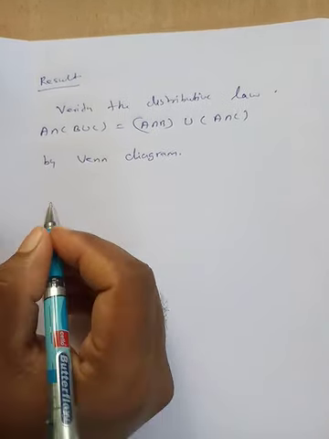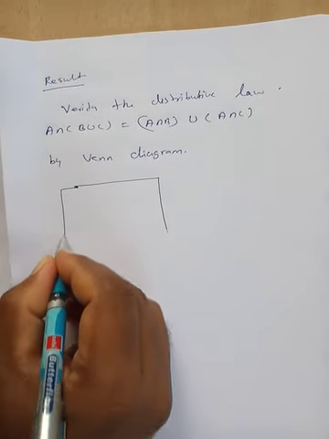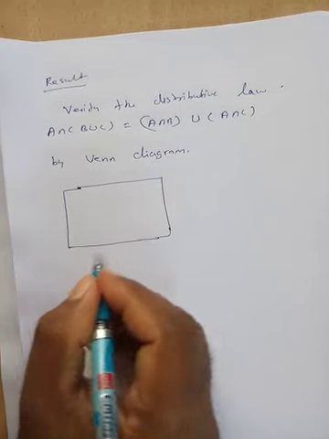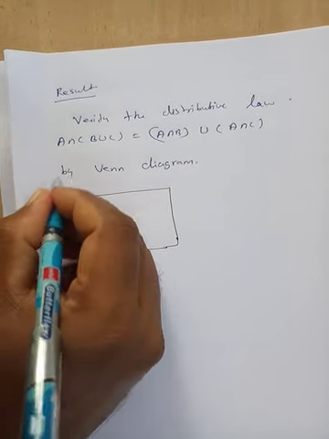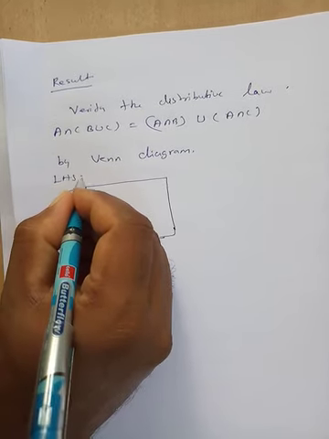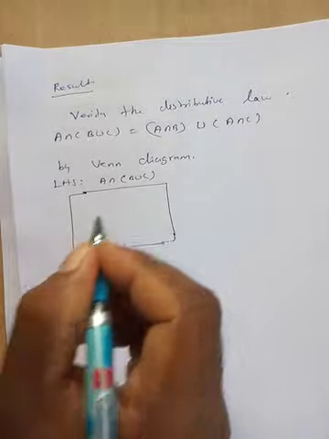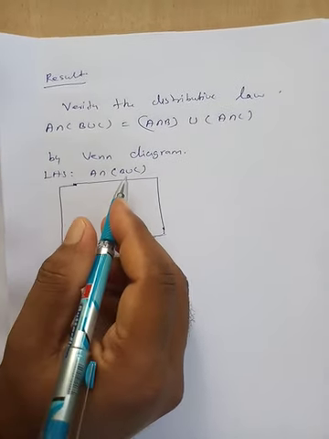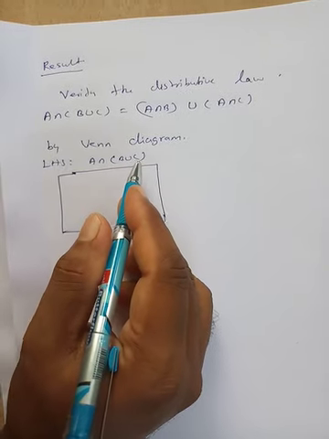First, draw the diagram. B union C. This we complete LHS. For LHS, A intersection (B union C). First we represent A intersection (B union C). Before that, B union C.